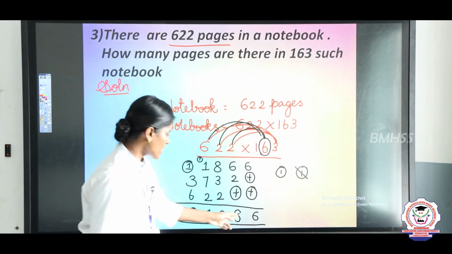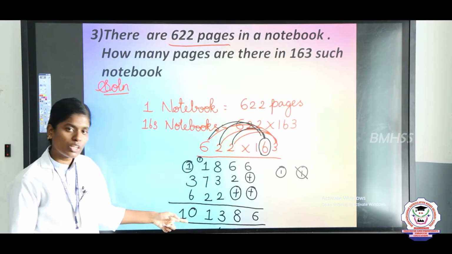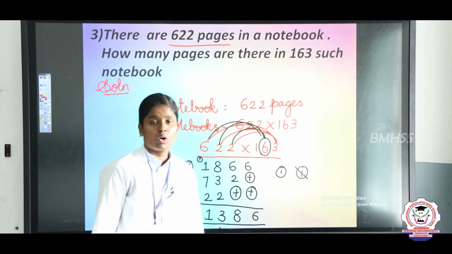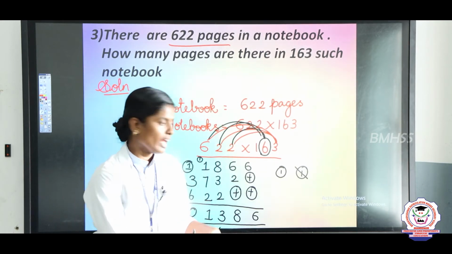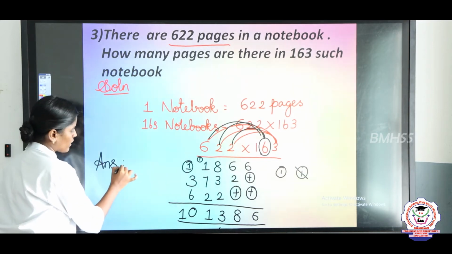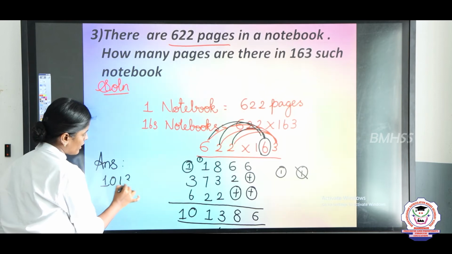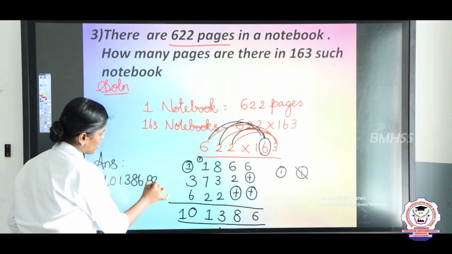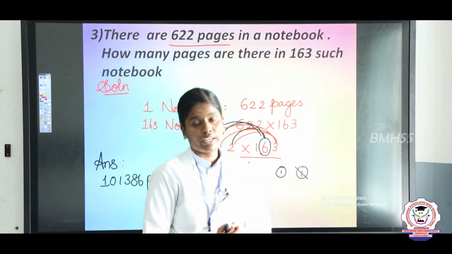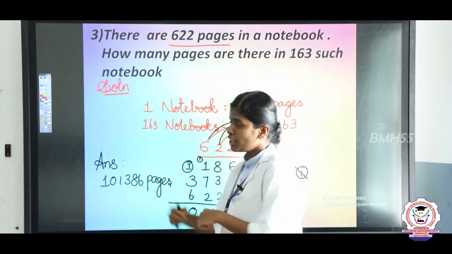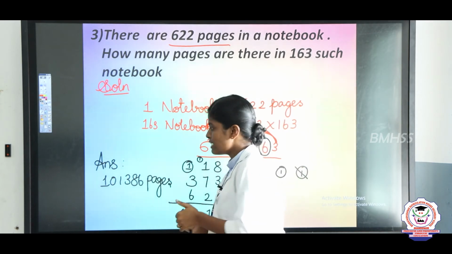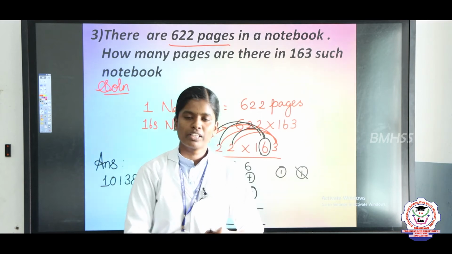this one. 1, tens, 100, 1000, 10,000, lakh. 1 lakh 1386 pages. So finally write the answer: 101386 pages. So one notebook equals 622 pages and 163 notebooks equal to 1,01,386 pages.